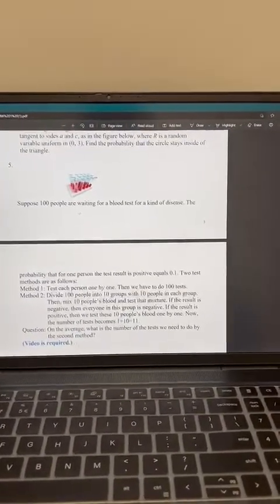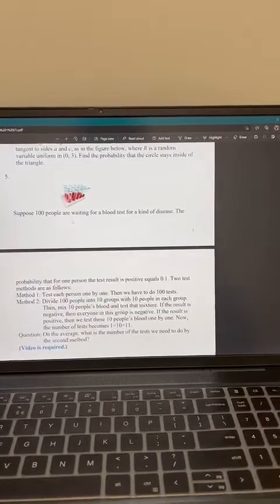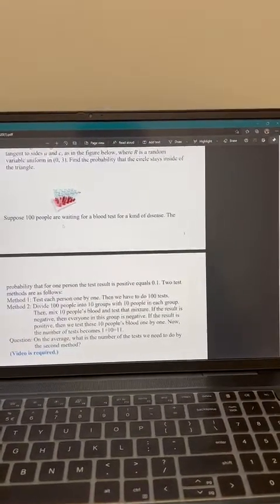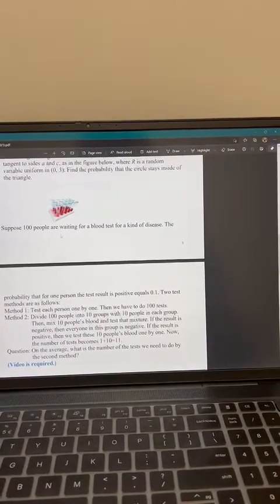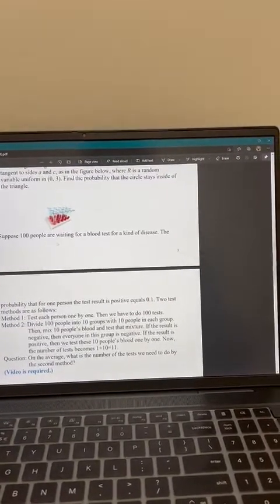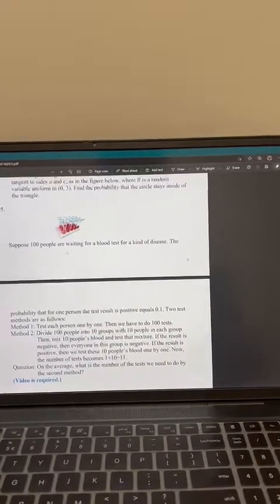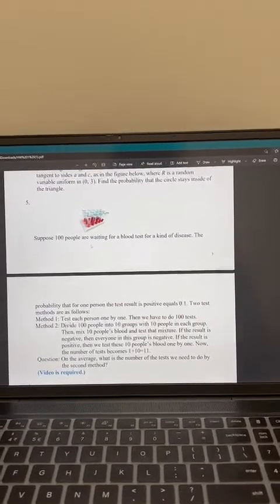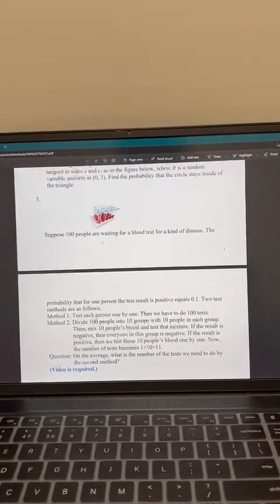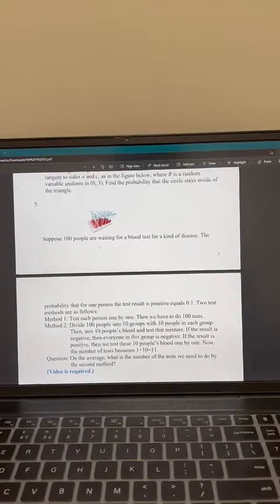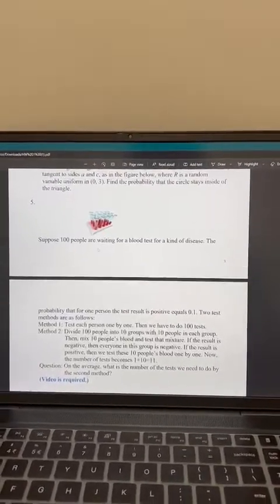The second method states that we divide the 100 people into 10 groups, each group containing 10 people, and then mix all the samples of the 10 people and take one test. If it turns out to be negative, there is no need to test individually, because if all 10 combined give a negative result, then every person is negative. If by chance it turns out to be positive, then the test has to be taken individually for all 10 people, so it results in 1 plus 10 equal to 11. So the question is: on average, what is the number of tests we need to do by the second method?